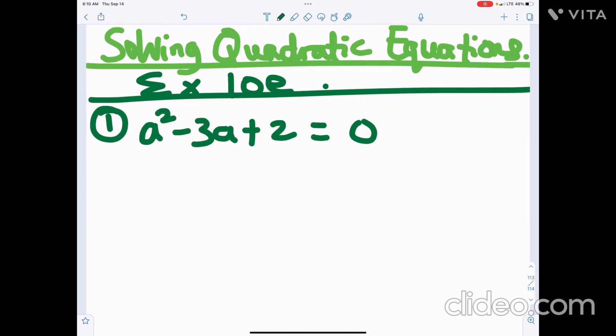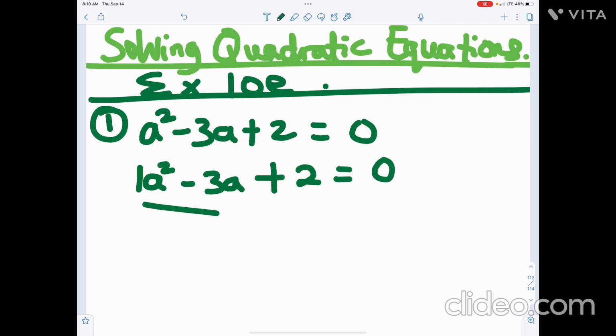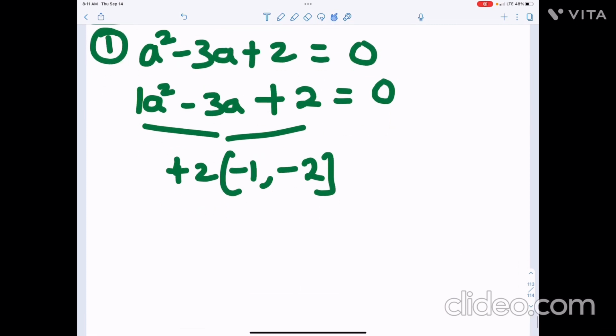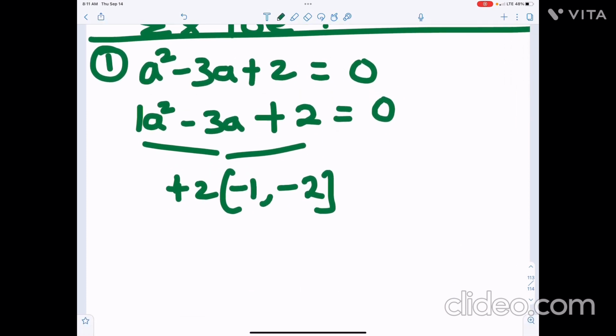The instruction says, solve the following quadratic equations. Number 1 is a squared minus 3a plus 2 is equal to 0. Now, a squared is the same thing as 1a squared minus 3a plus 2 is equal to 0. So, first thing, 1 times plus 2 is plus 2. We need to factorize what we have on the left: minus 1 and minus 2. I'm going to be fast because we've done 3 stages of factorization that you are very familiar with, so I don't need to explain all of my elementary steps.